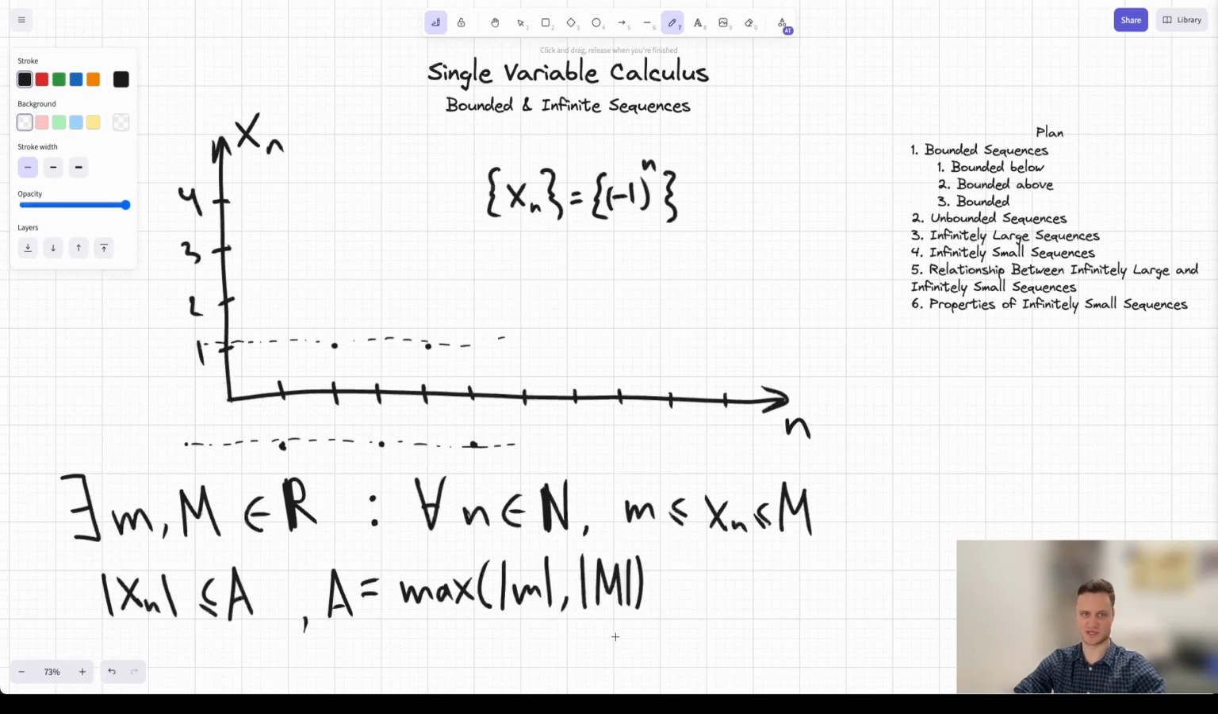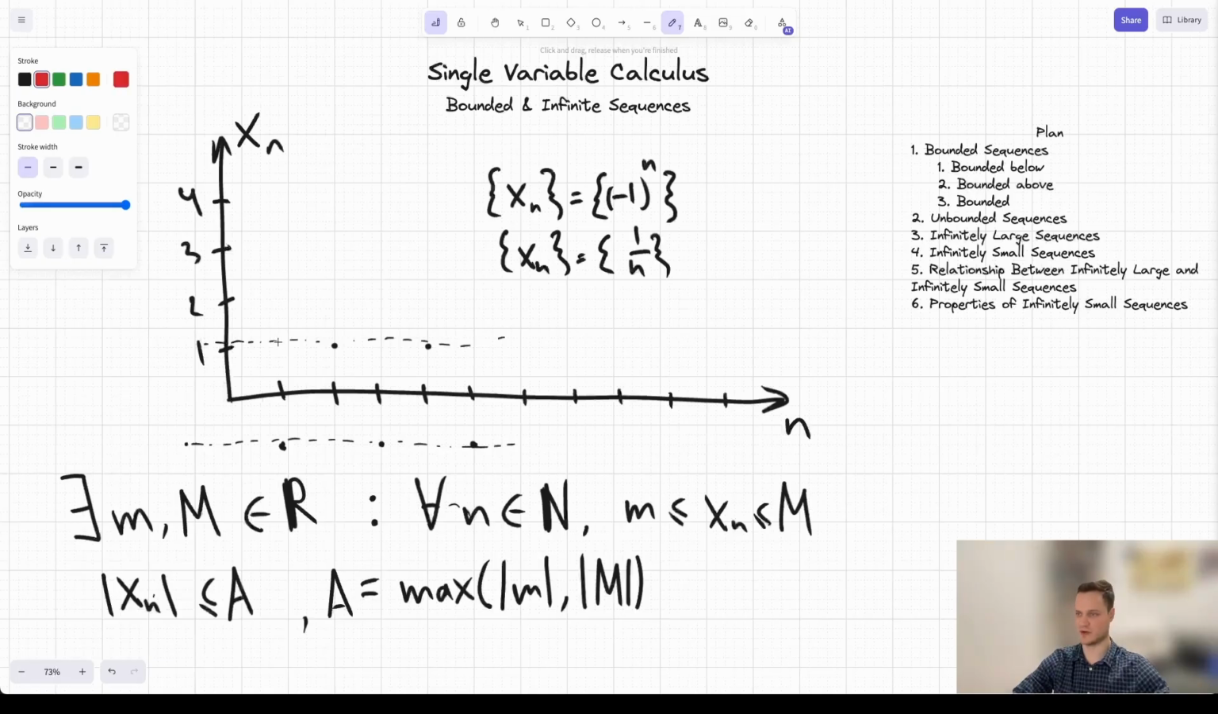And let's read this once again. There exist real numbers m and M large such that for all natural numbers n, the value of every element is more or equal than m and less or equal than M large. Alternatively, there exists a positive real number A such that the absolute value of every term x_n is less than or equal to A. And the examples of such sequences may be the following. For example, this one, as we have already discussed, or maybe 1 divided by n.